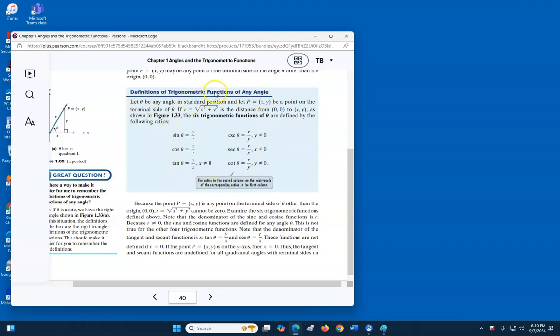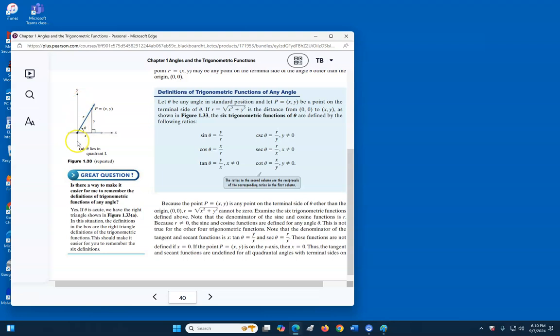In this section, they're defining the trig functions once again, and they're removing the restriction that theta be an acute angle. So theta could be any angle in standard position, and P is a point with coordinates x, y on the terminal side of theta. If r equals, just Pythagorean theorem, the square root of x squared plus y squared, that is the distance from the origin to the point x, y as shown in the figure.